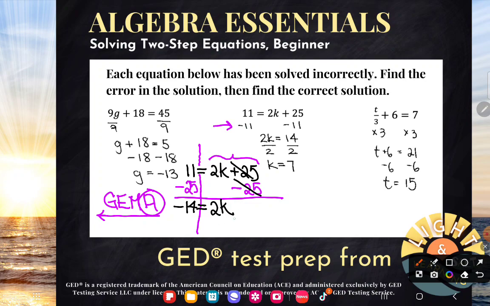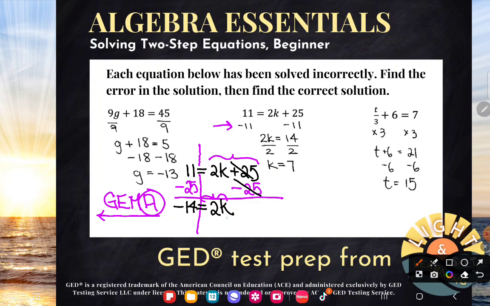I'm trying to get K alone so I know what he's equal to. Right now K is almost alone, but I can see there's this 2 hanging out. Okay, it's the 2 that's over there with K, not the negative 14. So it's the 2 I need to get rid of. And in order to get rid of something, you have to ask yourself, what is it doing? What is the 2 doing with the K?